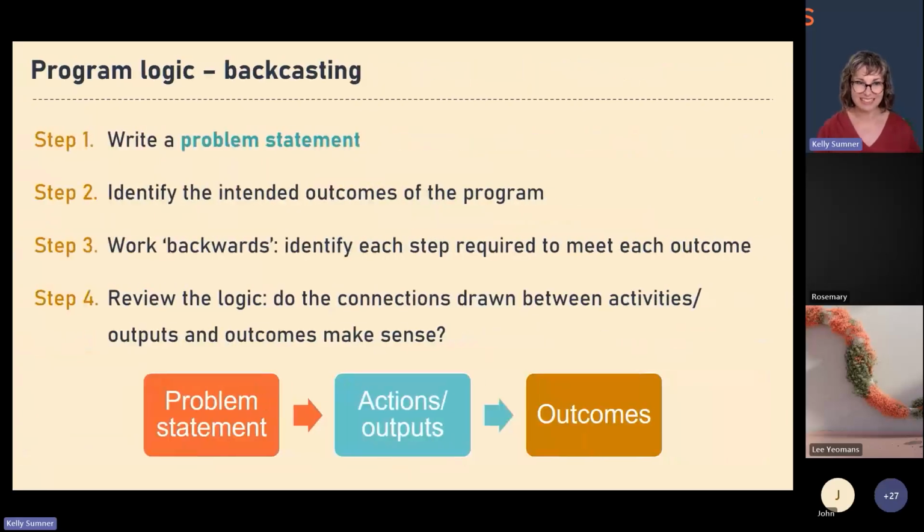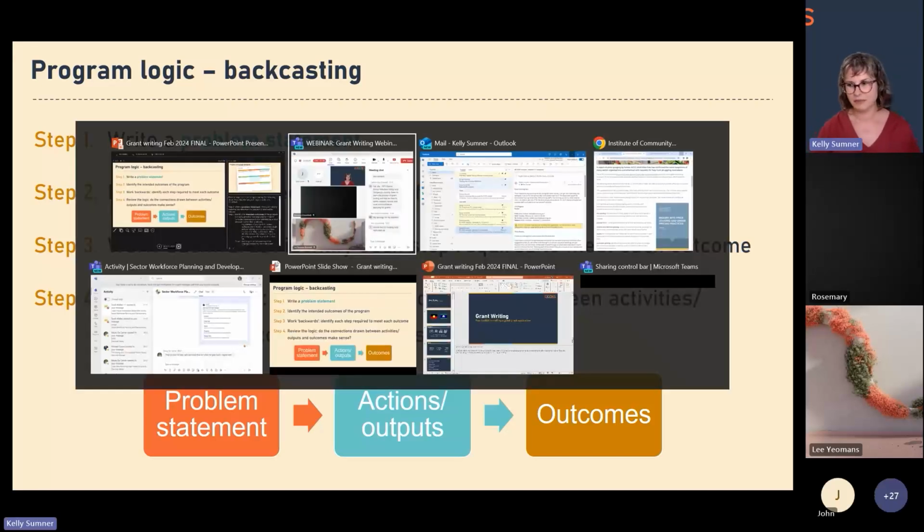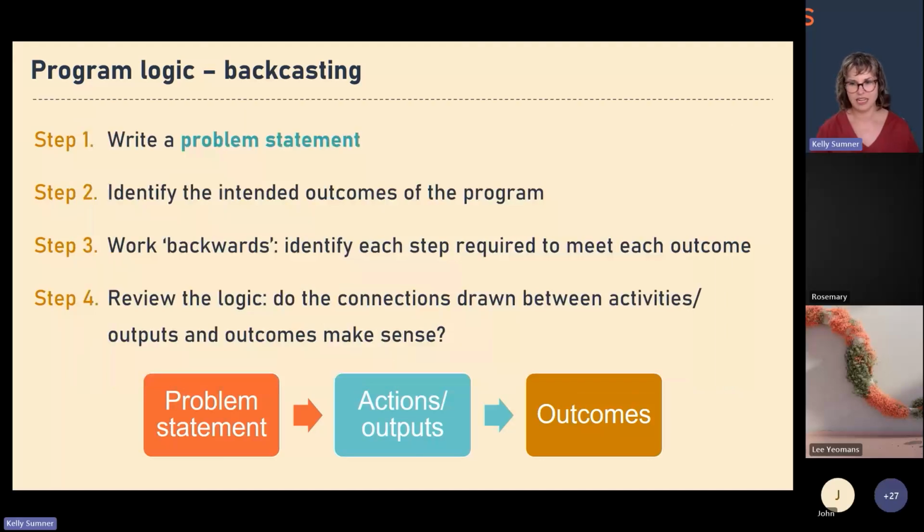So I'm going to run just really quickly through one strategy for developing a program logic, and that's called backcasting. I quite like backcasting because I find it makes intuitive sense to me. You kind of work from what you want to achieve back in time, figuring out what you need to do to achieve that. And that just seems to me like a really intuitive sense in a lot of planning ways. We'll talk about something similar as well when we talk about actually planning as you put together what you need for the application itself.